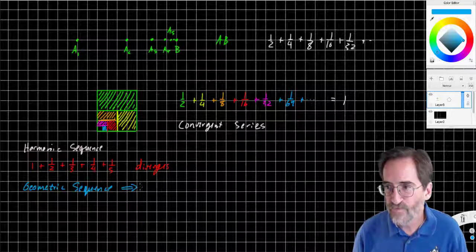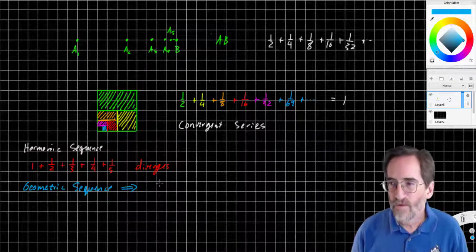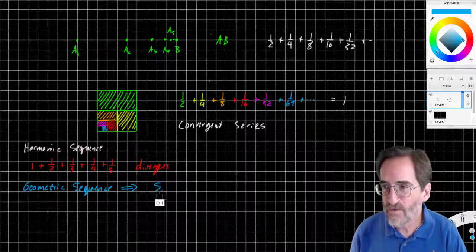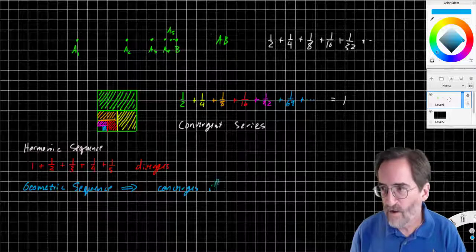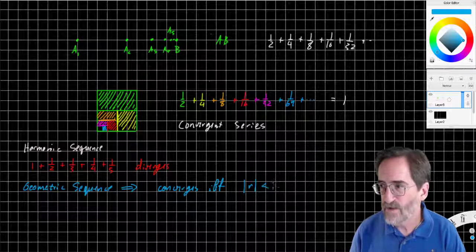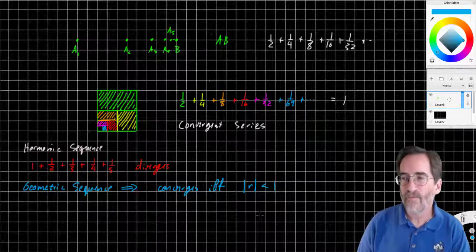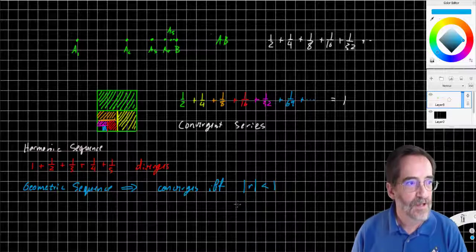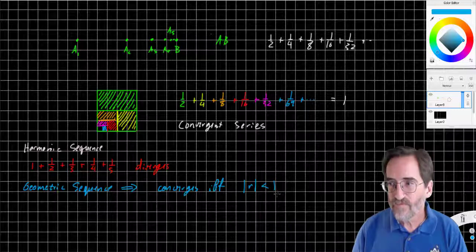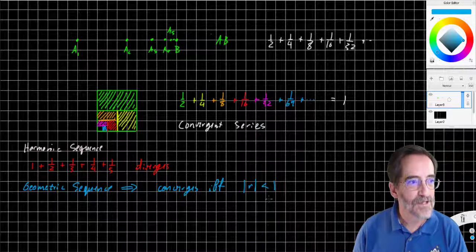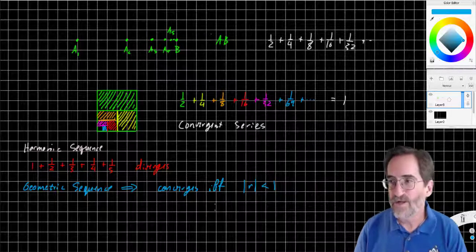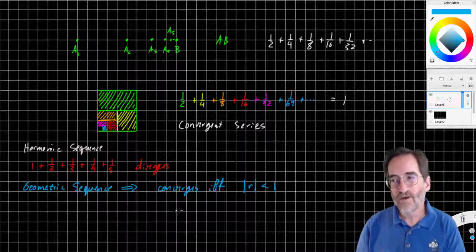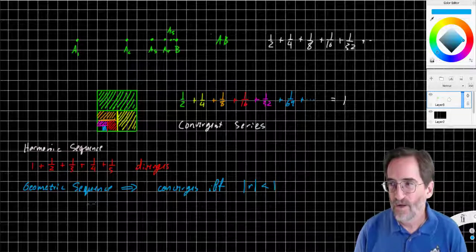here's the rule. The geometric series converges if and only if the absolute value of the ratio is less than 1. Okay? If it equals 1, it diverges. If it's greater than 1, it diverges. It converges if and only if the absolute value of the ratio is less than 1.